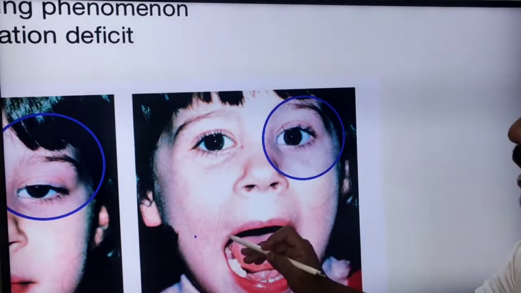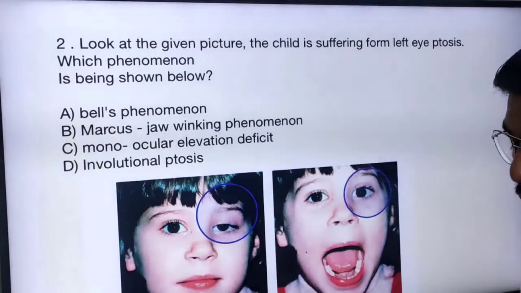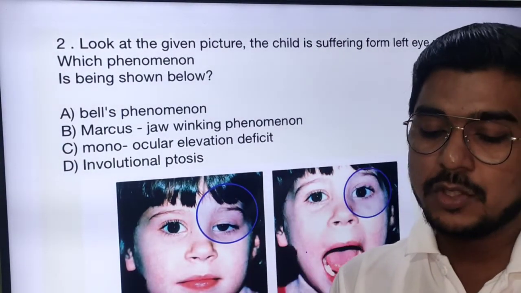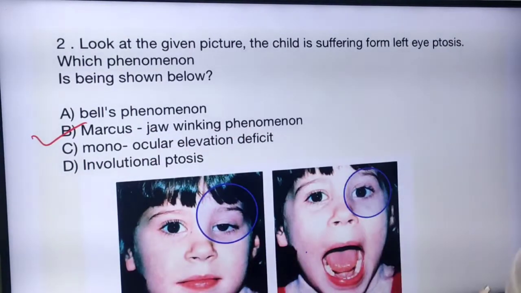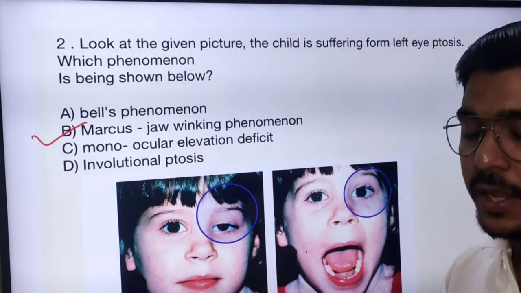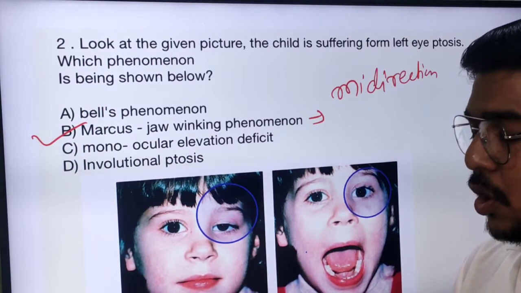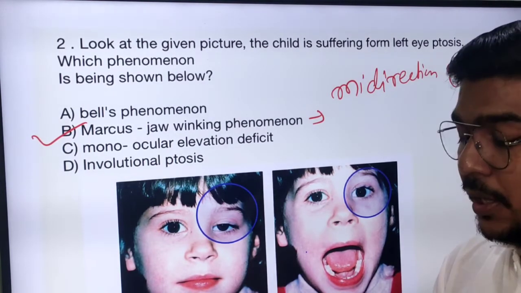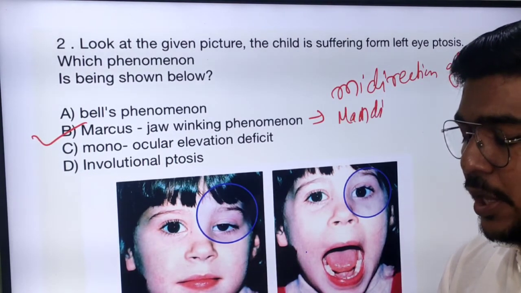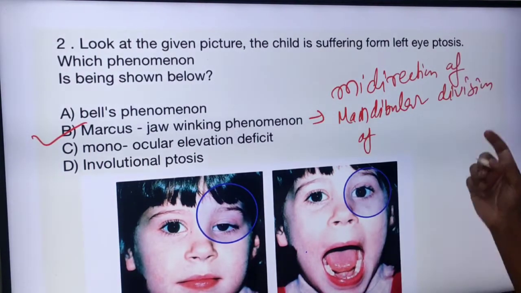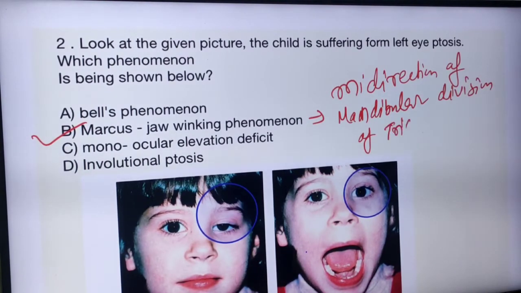So what has happened by opening the mouth? This phenomenon, obviously you must have heard, is known as Marcus Gunn jaw winking phenomenon. And why is this happening? This is happening because of misdirection of which nerve? Mandibular division of the trigeminal nerve to the LPS muscle.